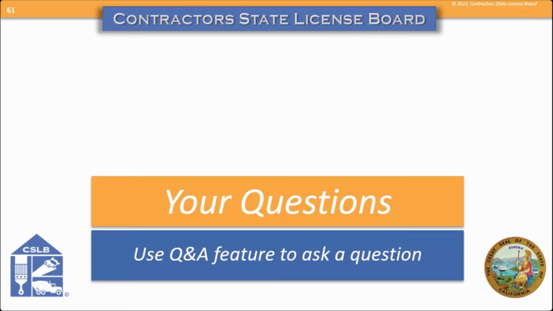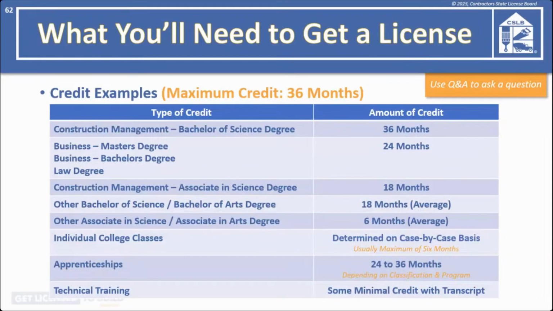Tony, will a bachelor and master degree total 48 months, or are all degrees worth a total of 24? So again, please reference the information that we have within the workshop about what your possible credit could be for a degree. It will never add up to the 48 months, which is required for a contractor's license. The most amount of credit that you can receive would be 36 months. But again, that is dependent upon the degree once we review your official transcript and the classification that you apply for.